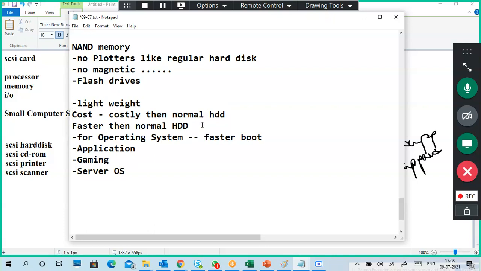Okay, it is lightweight compared to our normal hard disk. It is very lightweight. It's like handling a plastic material, a small plastic dabba, like a chiclets dabba. That's it. So you don't feel the heavy weight.